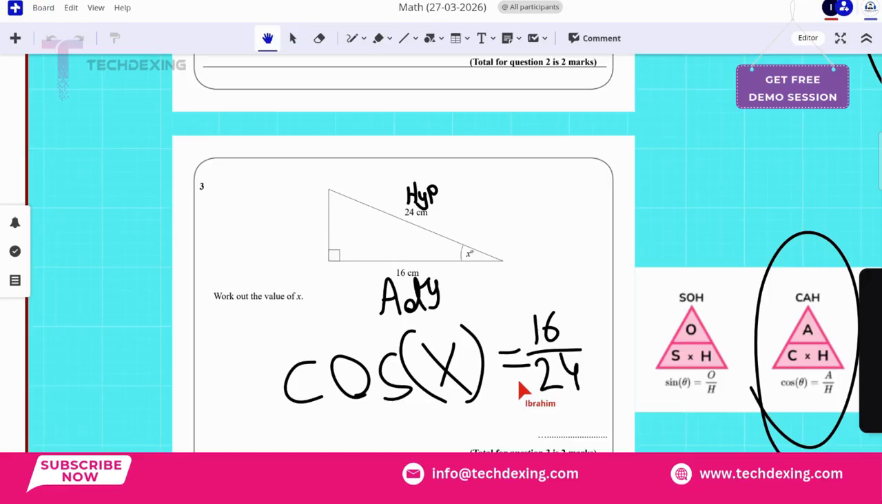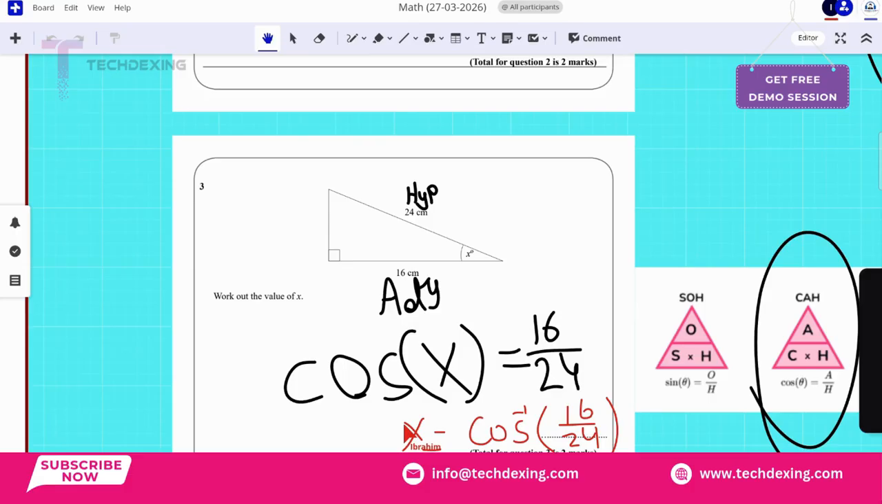Now what we're gonna do over here, we want to find the value of x, so we're gonna move cosine to the other side. And what is the meaning of that? When we move the function to the other side, its power will be negative, and that is called an inverse. So over here x will be equal to cosine inverse 16 over 24. And now we're gonna use the calculator to get this value.